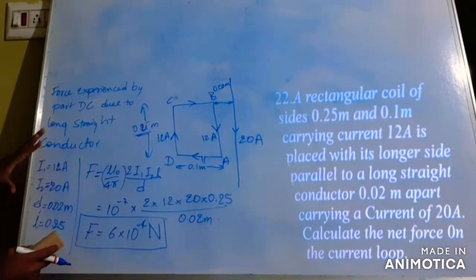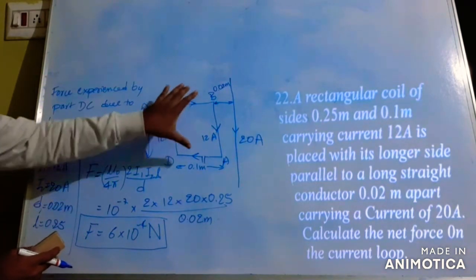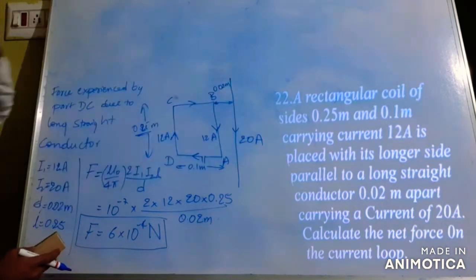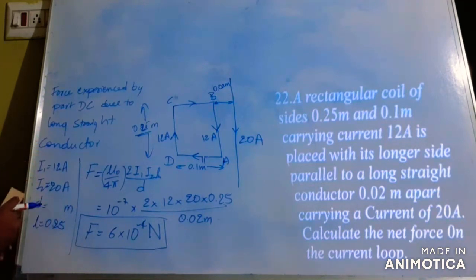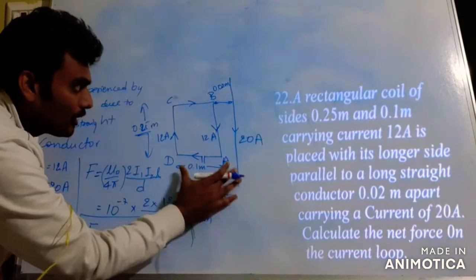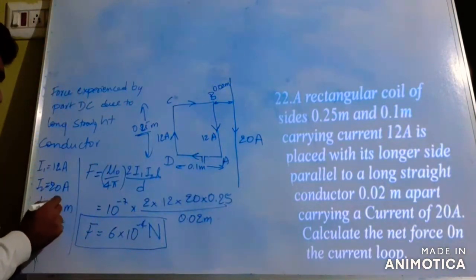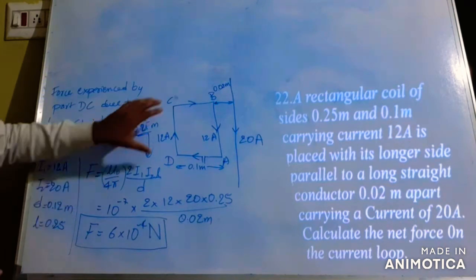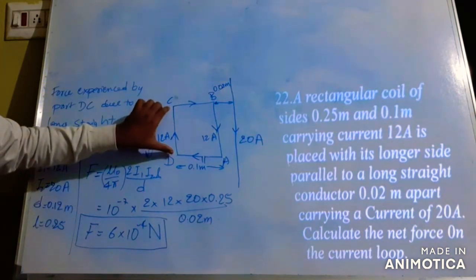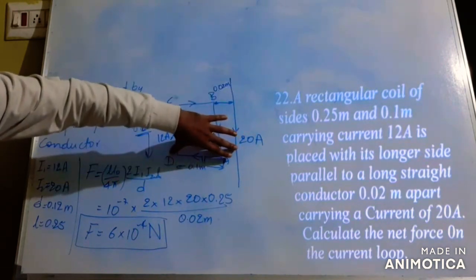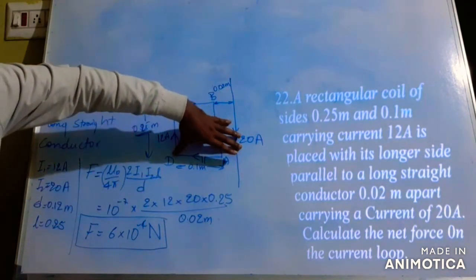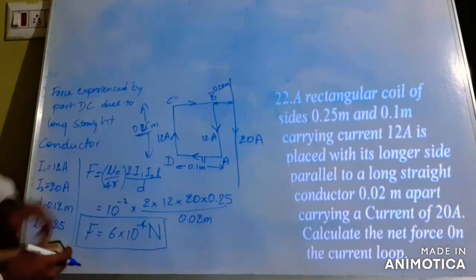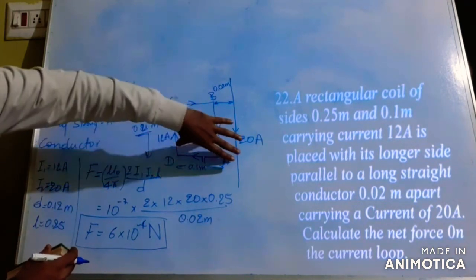I1 is 12 ampere even now, and I2 is 20. The same 12 ampere in part DC, 20 in the long conductor. And the distance of separation is not 0.02 this time. The distance of separation is 0.1 plus 0.02, which is 0.12 meter, right? Because this time we are finding the force experienced by DC due to the long conductor. The length is the same, 0.25 meter.